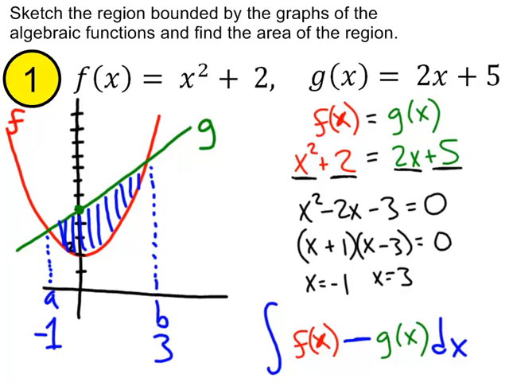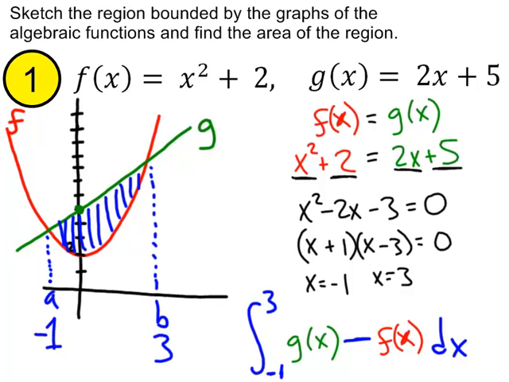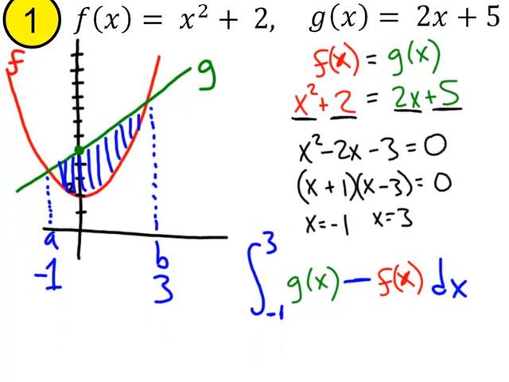Well, looking at the picture, we see visually that g is above f on the interval that we're interested in. So that tells us that we need to have g subtracting f. And of course, on this integral, I need to put the limits of integration, now that we know them, -1 to 3.